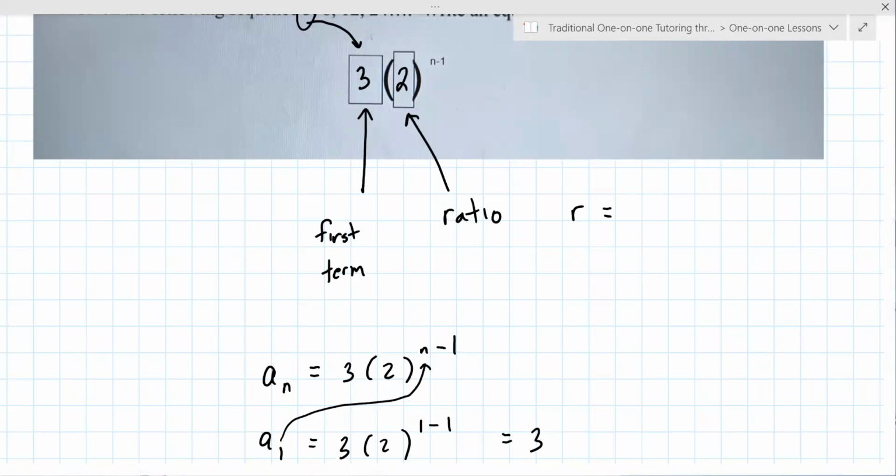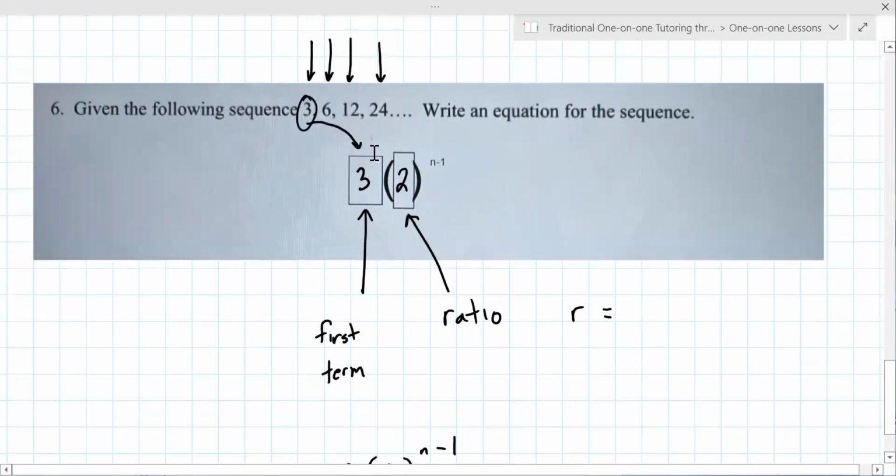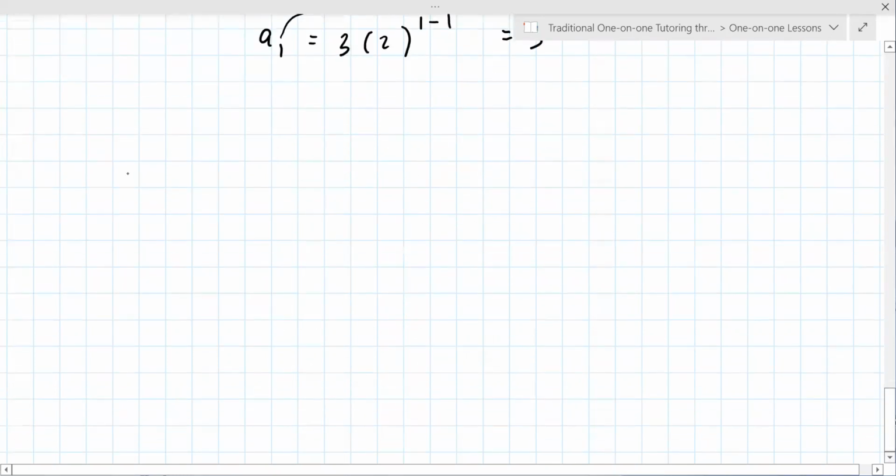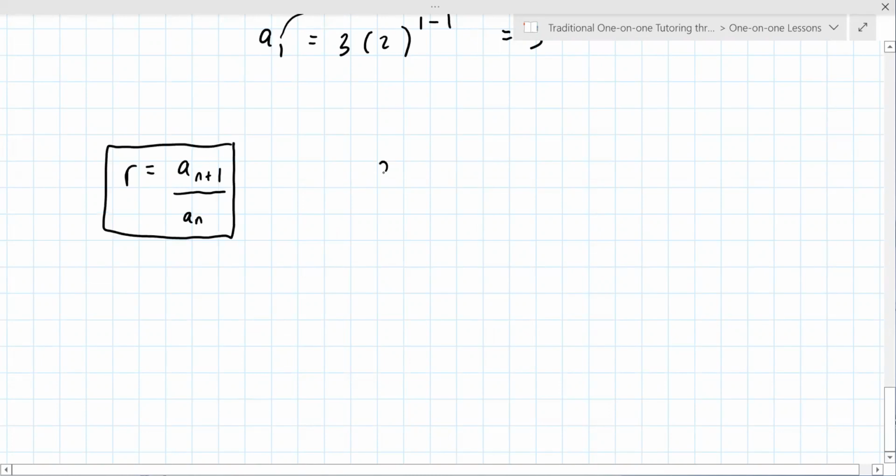Okay, so if there's no questions on that, I should write down the formula here for you. We've talked about a couple today. The ratio R is A sub n plus 1 over A sub n. You've been doing that a bunch. That just means the next over the previous. And then the formula is the initial term, A1, R to the n minus 1 power.